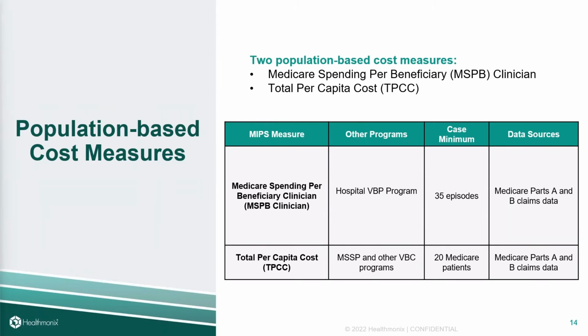So the population-based cost measures, we're going to start off with those first, and I'm going to hand it over to Lauren in just a minute. But there are 2 population-based cost measures, Medicare spending per beneficiary and the total per capita cost. You can see the other programs that they are associated with, as well as the case minimum of 35 episodes and 20 Medicare patients that are going to be included.